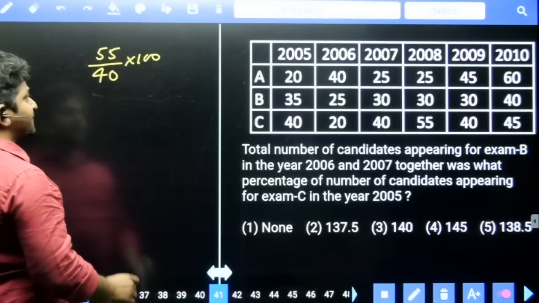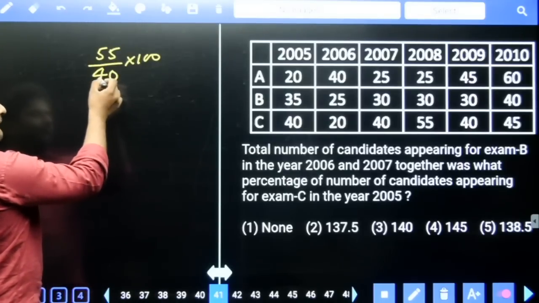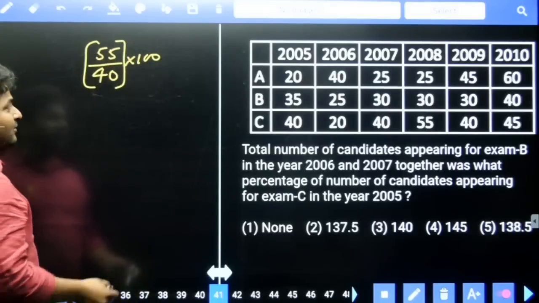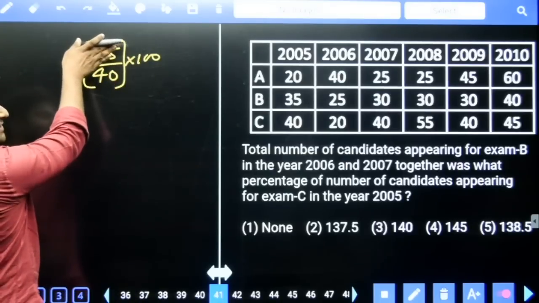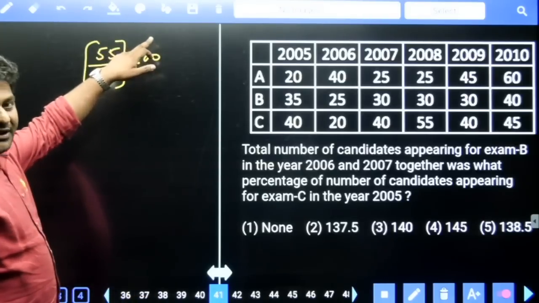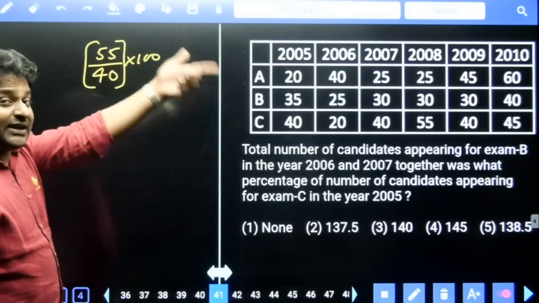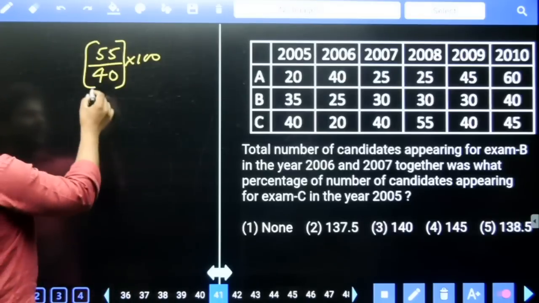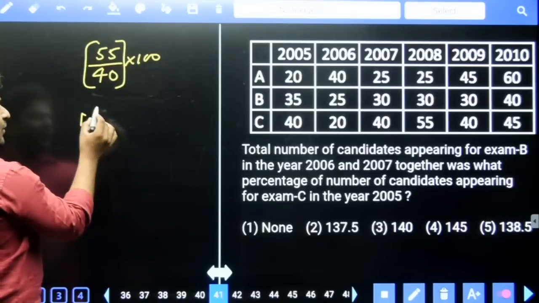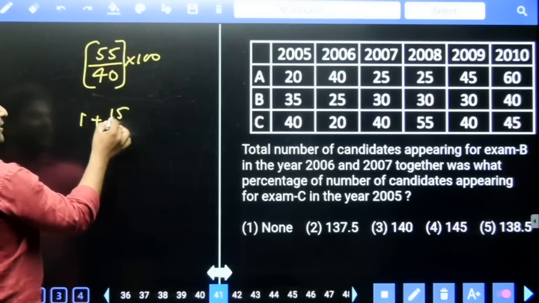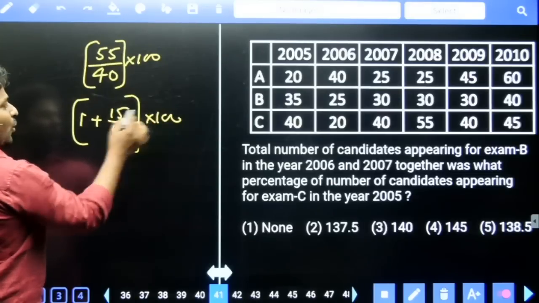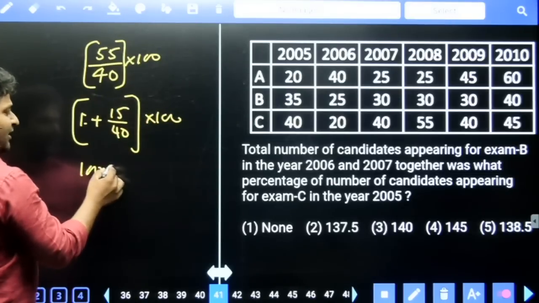The other way is, numerator is how much more than denominator? 15 more. If numerator is exactly equal to 40, it is 100%. But apart from 40, you have extra 15. If you can identify how much is that extra value, you are done with the answer. Now, this even we can write it as 1 plus 15 by 40 into 100. 1 into 100, that is 100%, that is very clear.